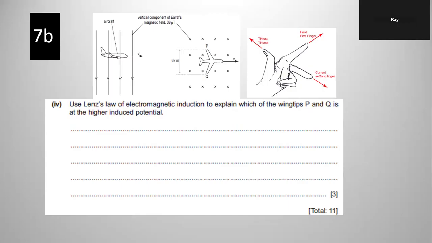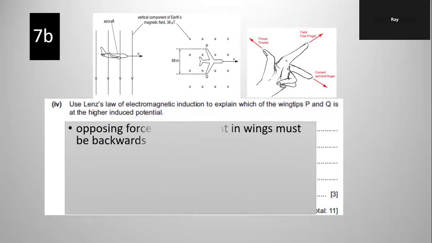The opposing force due to the induced current in the wings must be backwards to oppose the forward motion. Okay, then current flows from negative to positive inside an EMF source. So P is higher. P has higher potential. Opposing force due to current in the wing must be backwards. Right? Backwards there. Opposing force.